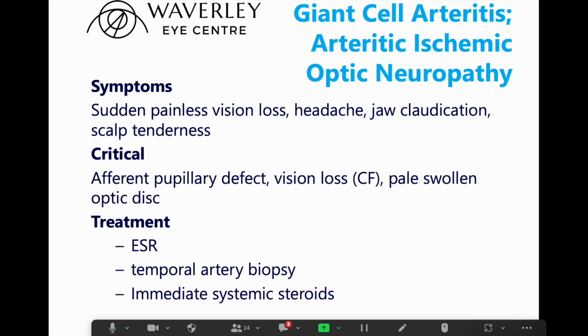Vision loss might be in the range of count fingers. Like we're talking profound vision loss all of a sudden. So the treatment for this is to diagnose it. You get an ESR, you get a temporal artery biopsy, but those both take time. And if you're waiting for the results of those before you initiate treatment, likely this person is going to be blind in that eye, and it's probably spread to the other eye, and they might have bilateral blindness before you get the results back. So if you suspect this is the issue, they need to go on immediate systemic steroids. You're often treating this before you have a definitive diagnosis.